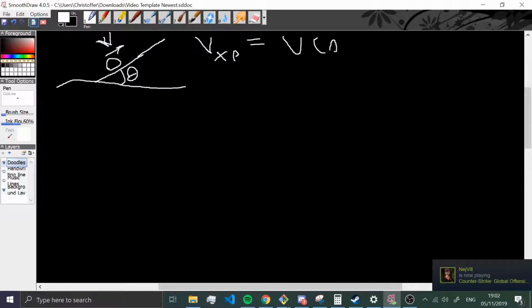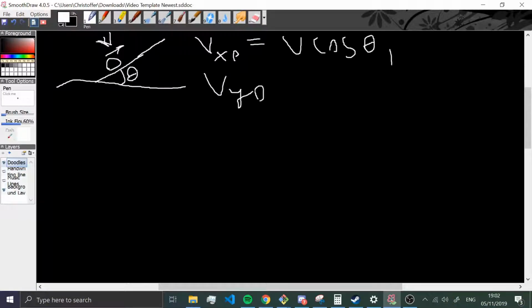With this, we know that the initial speed in the x direction, which I'll call vx naught, will be given by v cos theta, and the initial speed in the y direction, vy naught, will be given by v sine theta. That's trig. You can get that by making a right angled triangle, where this would be vx naught, this would be vy naught, and then you could do some trigonometry to figure that out.